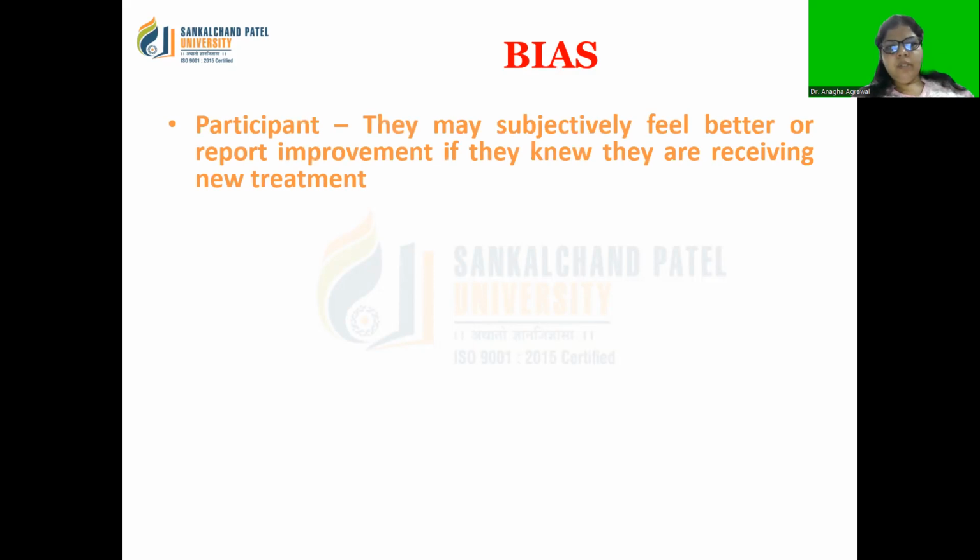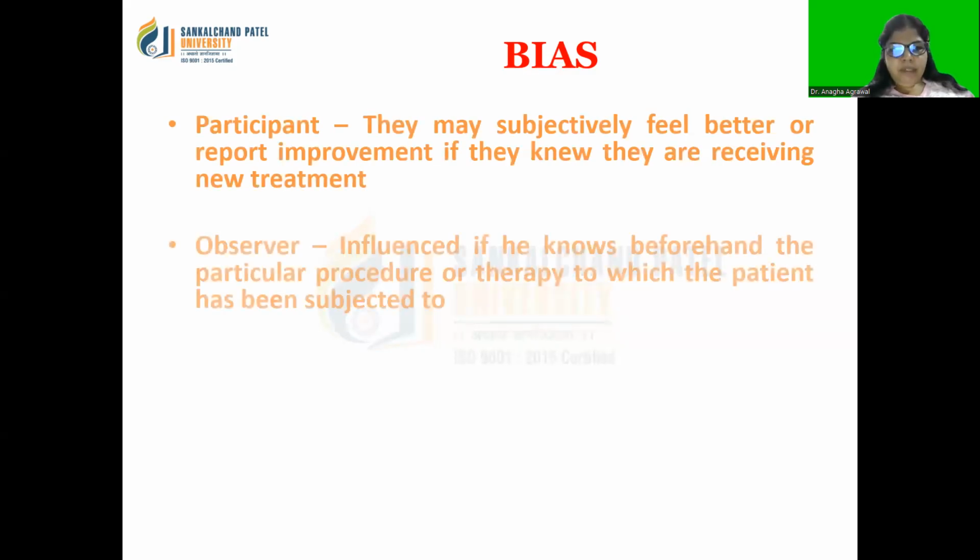For a randomized control trial, the first bias is participant bias. That means they may subjectively feel better and report improvement if they know they are receiving a new treatment. So psychologically they feel better and they just say yes, I'm feeling better, even if physiologically they're not feeling better. Then second is observer's bias, which is influenced if he knows beforehand the particular procedure or therapy to which the patient has been subjected.